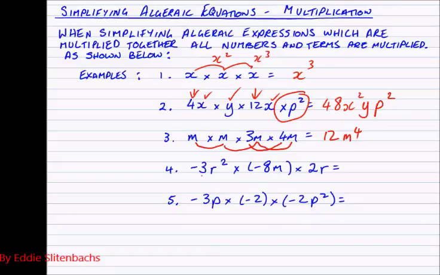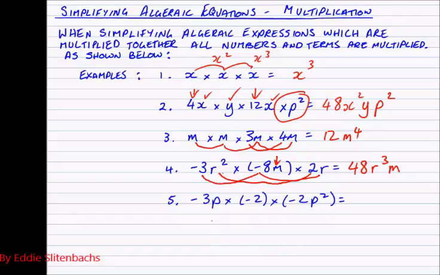Now let's multiply our numbers again. What's negative 3 times negative 8? A negative times a negative is a positive. 3 8s are 24. 24 times 2 is 48. Now r squared, and we're going to multiply that by r. So r squared times r is r cubed, and then I've got the m, which still hasn't had anything, and it's got nothing that's going to change it to a power, so it stays at m.